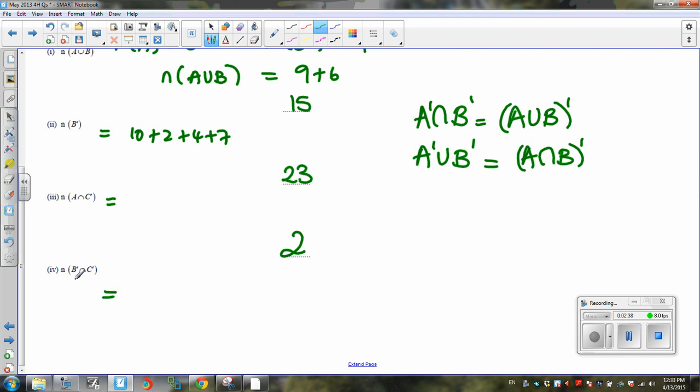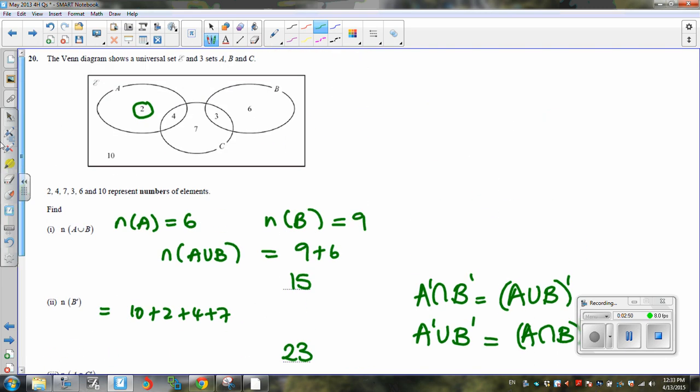So if we look at this, n of B dashed intersection C dash, that's the same as n of B union C with a dash. Okay, so let's just have a look at this first. B union C. Okay, well, if we look for B union C, I'll just draw around them here. B union C, well, here's B and here's C. B union C is everything which is in those 2 sets. So that's the 4, the 7, the 3, and the 6.